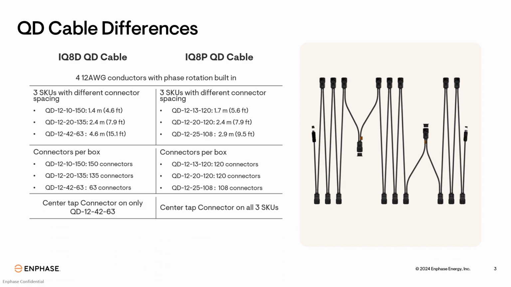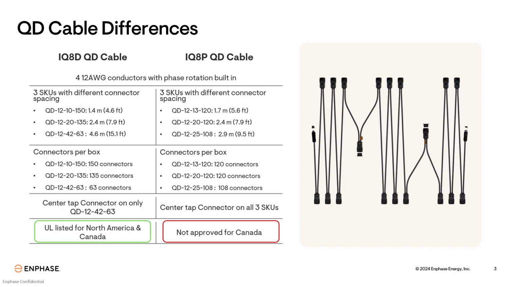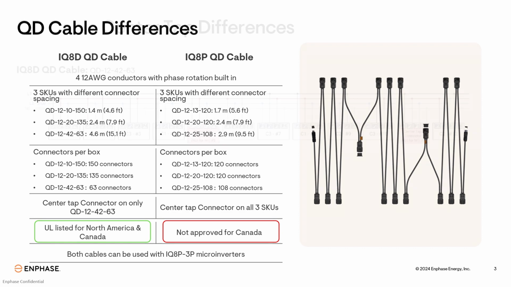The IQ8D QD cable only has center tap connectors on one SKU. The IQ8P QD cable has center tap connectors built in on all 3 SKUs. The IQ8D QD cable is UL listed for North America and Canada. The IQ8P QD cable is not approved for Canada. Both cables can be used with the IQ8P 3P microinverter.